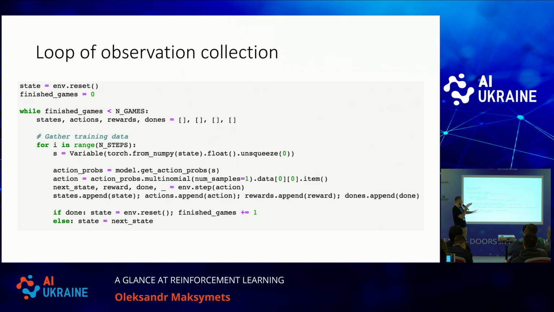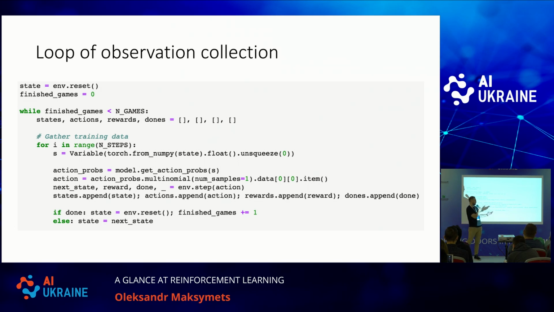What we do here, we wrap state S in a variable for PyTorch to do the backpropagation for this variable. Then we take action probabilities from our model. It was initialized with some random weights, so it's not so smart yet, and it gives us some probabilities. Then we take a sample from these probabilities, multinomial with number of samples 1. So we take this probability vector and say, please generate one action for us using the probability for each action.